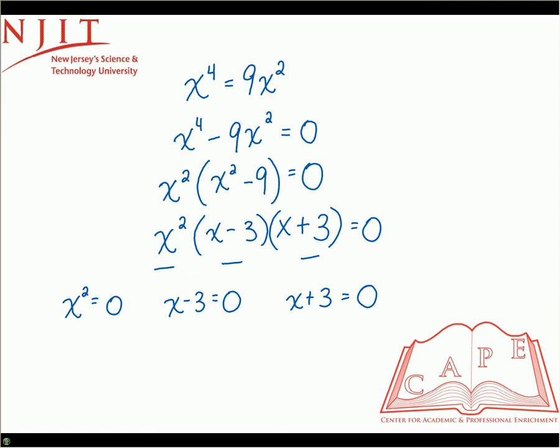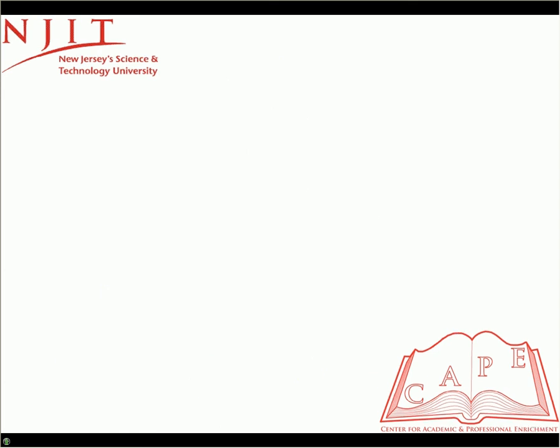So x squared equal to 0. Take the square root of both sides, which simply gives us x equal to 0. For x minus 3, add 3 to both sides, which gives us x equal to 3. On x plus 3, we need to subtract 3 from both sides, which gives us x equal to negative 3. And that's our answer. We have three answers: x equal to 0, x equal to 3, and x equal to negative 3. Pretty simple, right? Now we're going to do a problem that has more terms in it, but it's not really any harder. Just follow the same basic recipe.